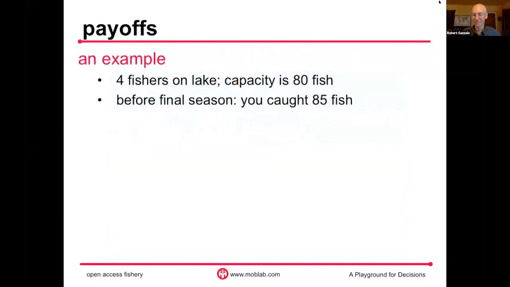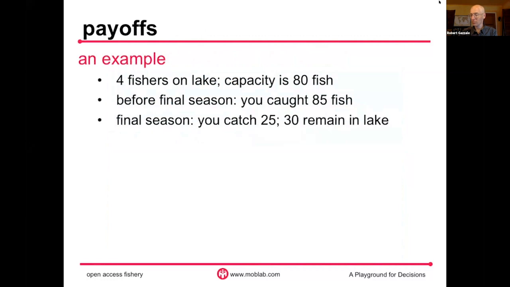Suppose there are 4 fishers on a lake where the number of fish will never exceed 80 fish. Coming into the final season, you had caught 85 fish. In this final season, you catch 25 fish. At the end of this final season, there are 30 fish remaining in the lake.